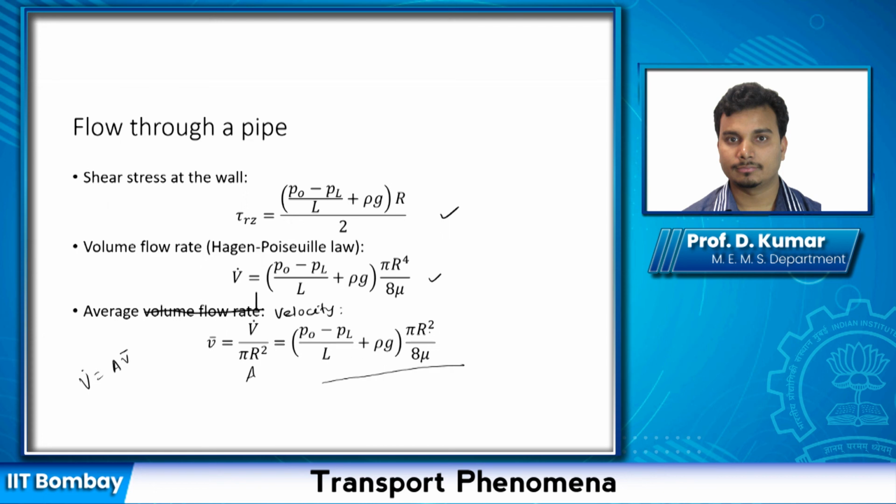Average velocity goes with R square, but your volume flow rate goes with R raised to 4, because velocity goes with R square, and then you multiply by area. So of course, naturally it goes with R^4. So this is a very useful equation, and this whole exercise hopefully gave you some confidence on how to start with basics.